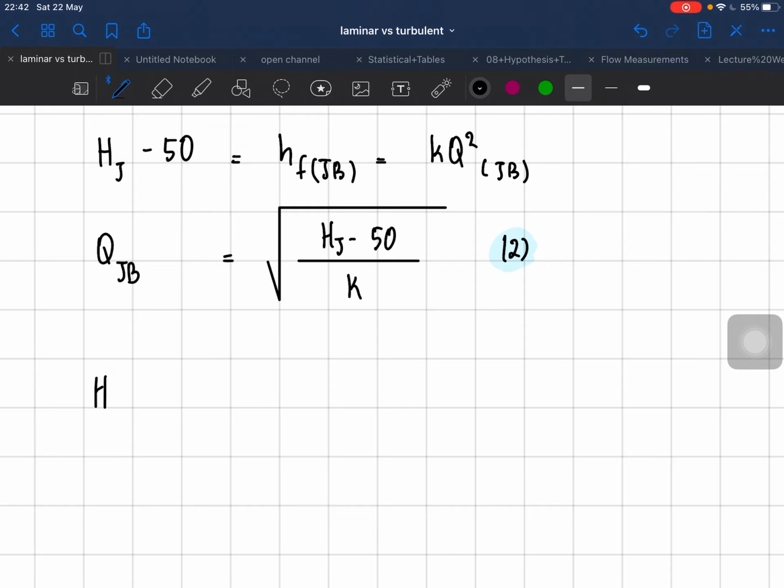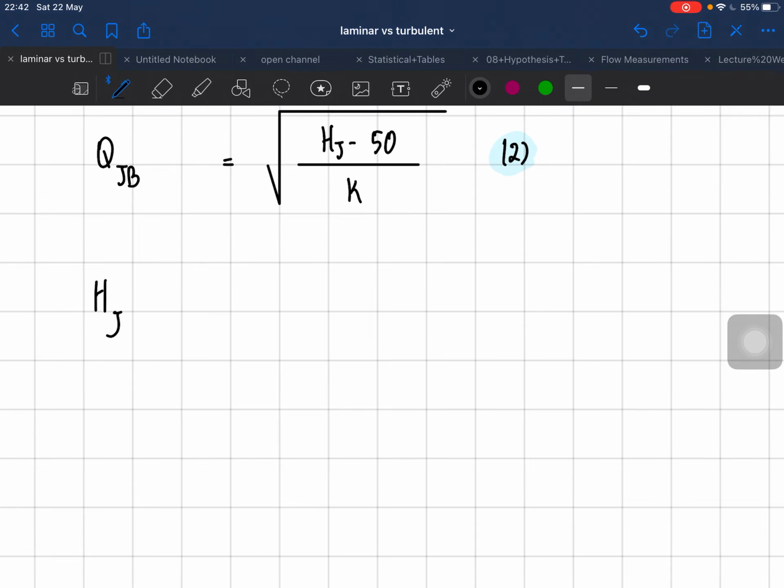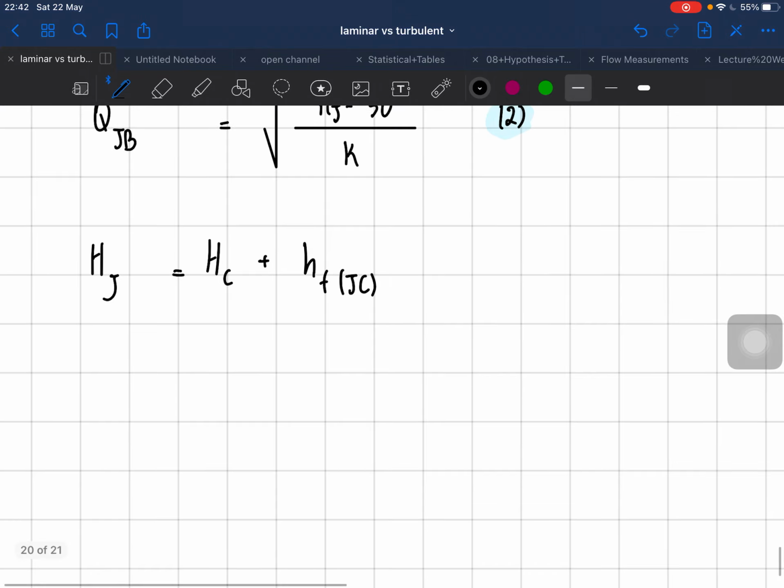So for our last equation, it's going to be Hc. So point C, the equation for point C is Hj equals Hc plus Hf JC.